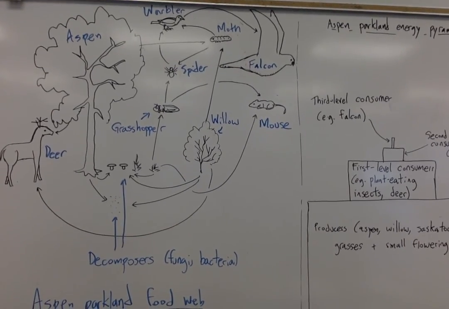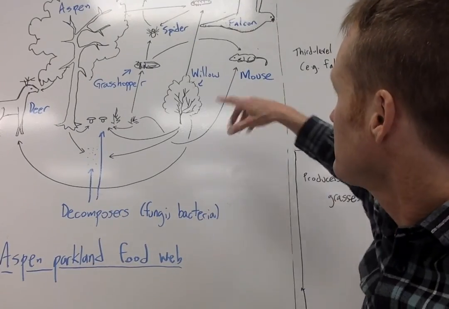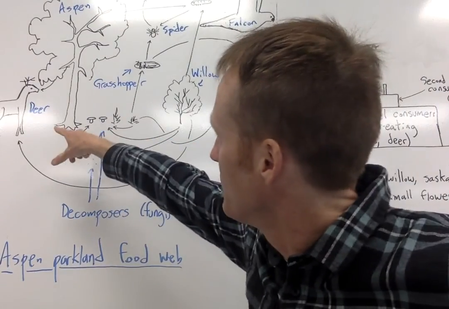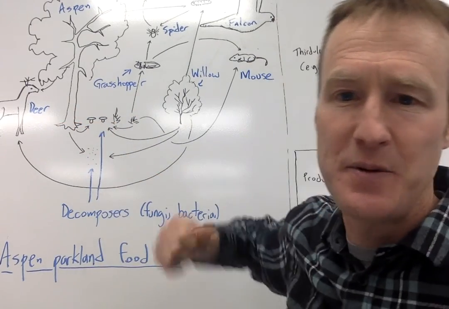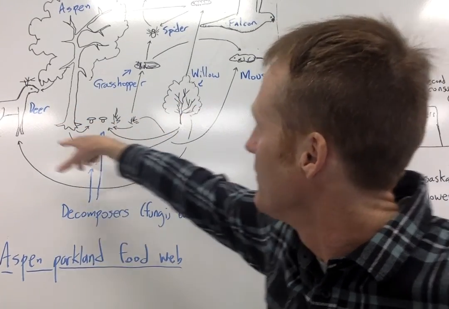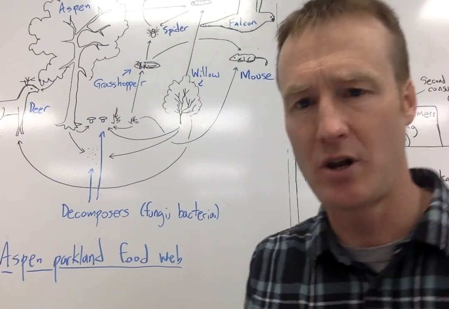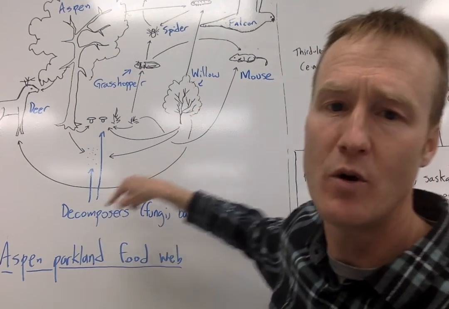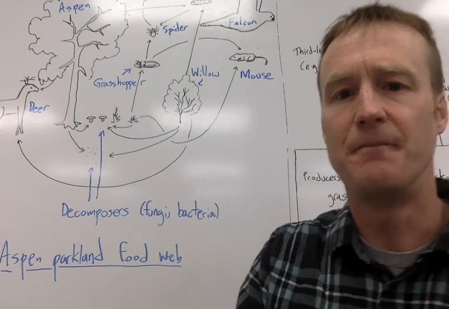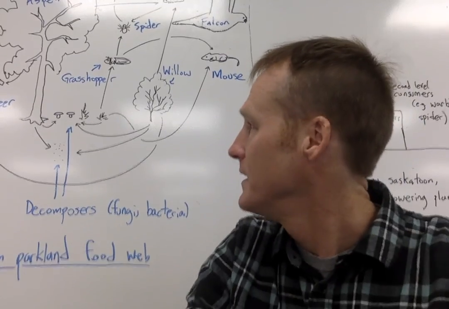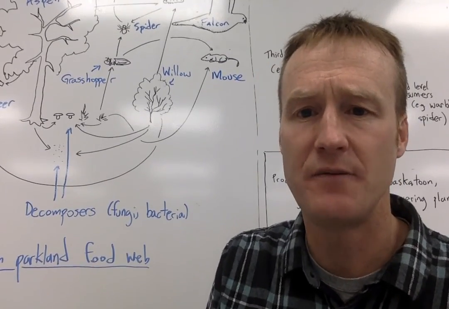What the arrows show is who is eating who. So for an organism like a deer, which is fed by the willow, it browses on the willow, and so we have an arrow going from the willow to the deer. That's the nature of those relationships.